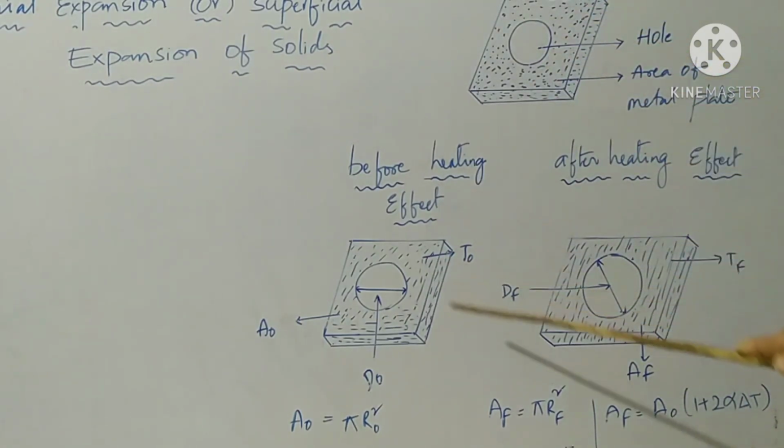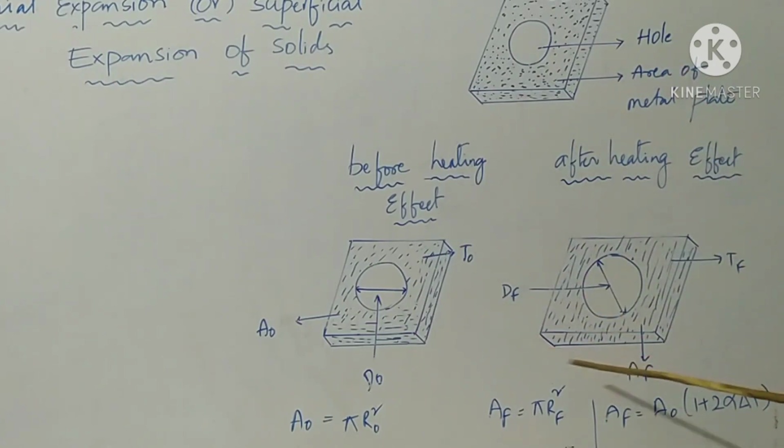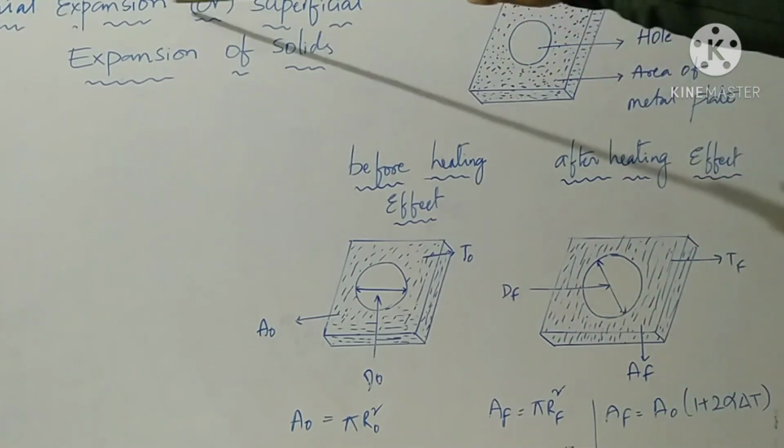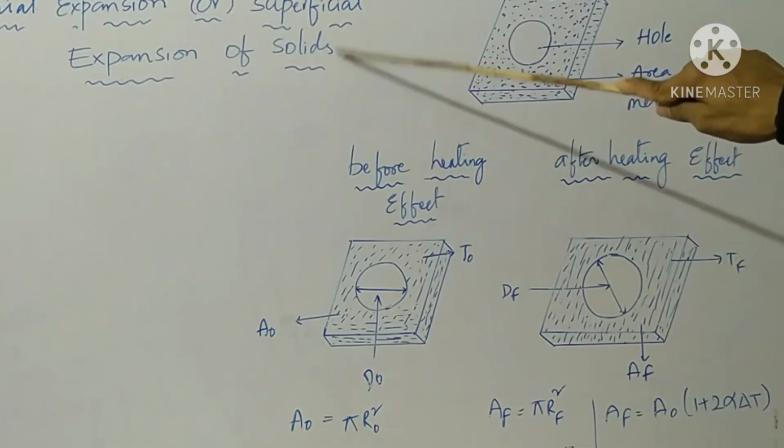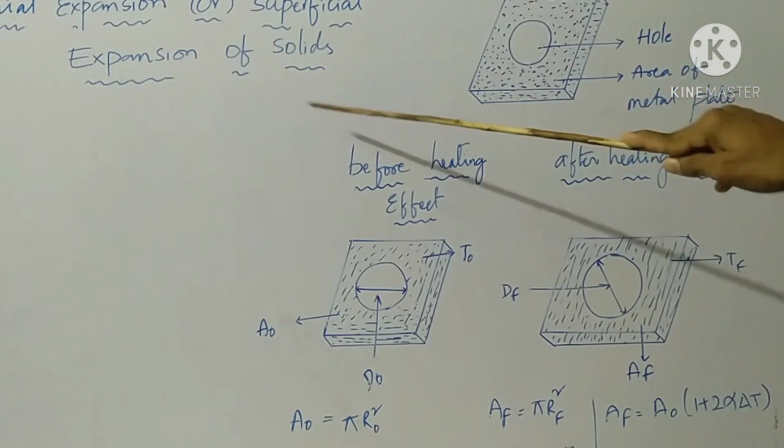Let us derive an expression for this whole experiment. Changes in temperature cause changes in area. So this is called areal expansion or superficial expansion.